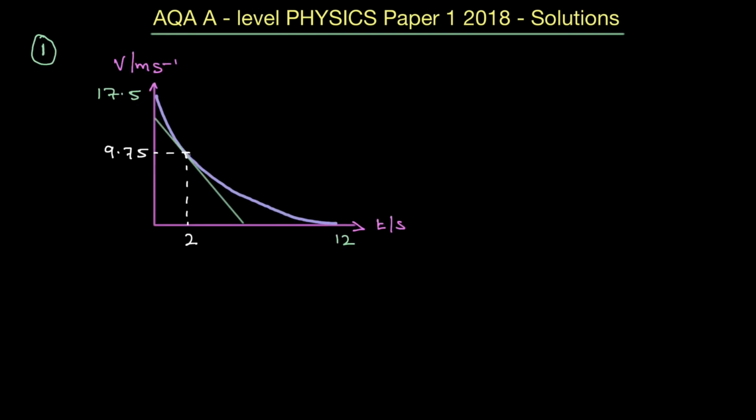Question 1.1 says we should determine the force decelerating the vehicle 2 seconds after entering the escape lane. We're given the mass, 1.8 times 10 to the power 4, and we need to find the acceleration, and then the force. To find the acceleration, we drew a tangent at 2 seconds, and then pick 2 points from the tangent, point number 1 and point number 2.